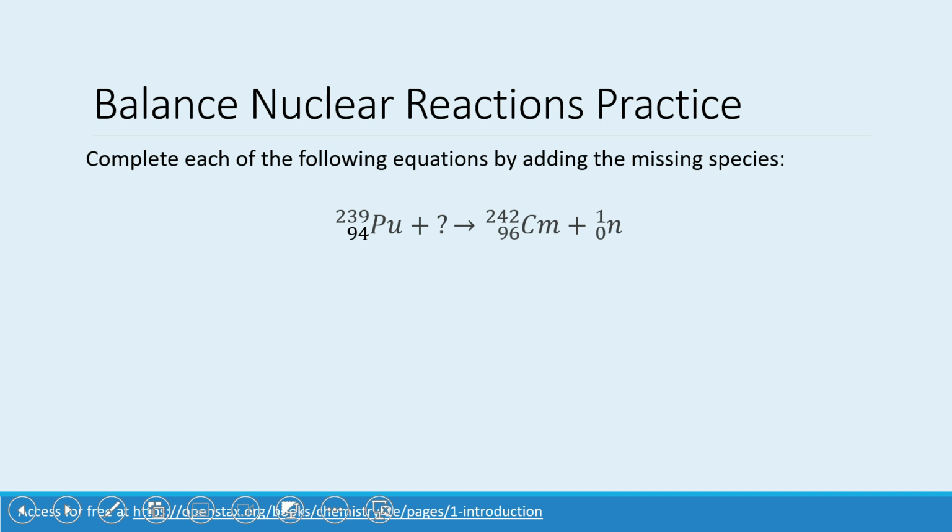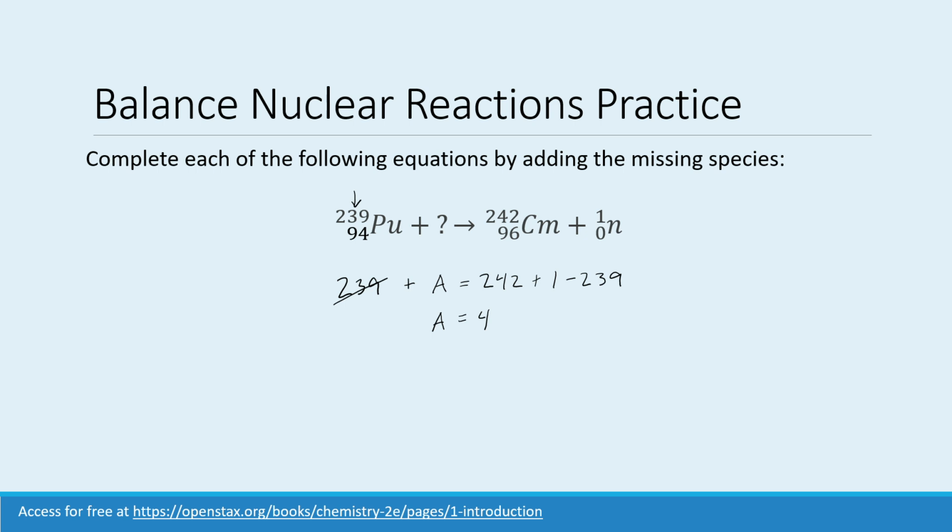So we're going to try some examples. The first one, we are trying to determine what the missing species is. And so we're going to set up an algebraic expression where we want to compare the mass numbers first. We have 239 from the mass number of our reactant, plus we don't know the mass number of the other reactant, so we're going to use A and solve for A. And then on the product side, we've got the 242 plus 1 from the neutron. Okay, so just subtract 239 from both sides, and we'll get that A is equal to 4.